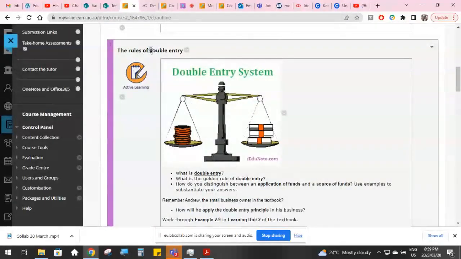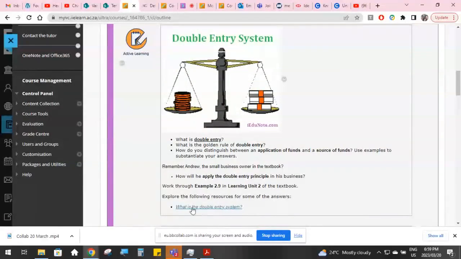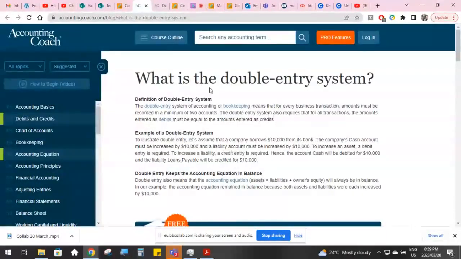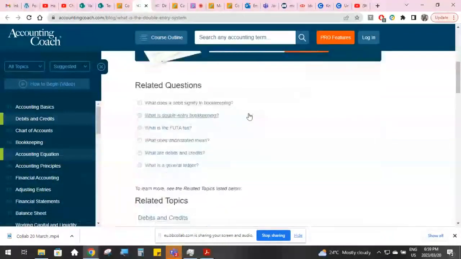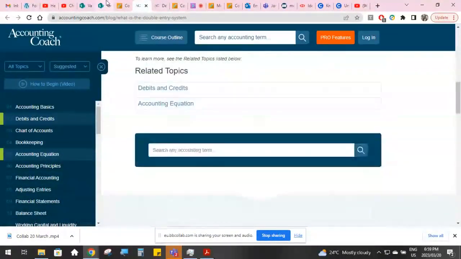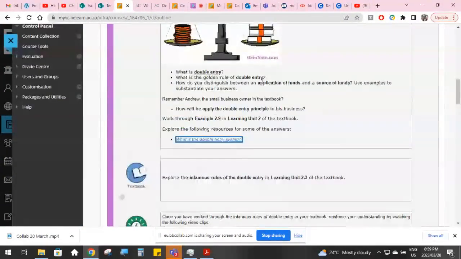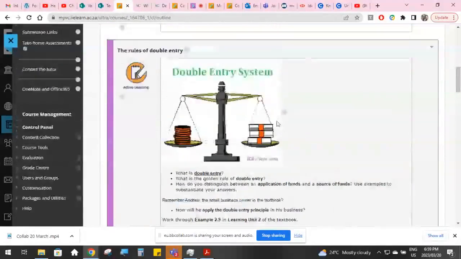Like for instance, here you go down the rules of double entry. And again, if you click on what is the double entry system, it will take you to another resource with some more explanations. I just want to find you. Here we go. And if you keep going down, this is always in order in your textbook.